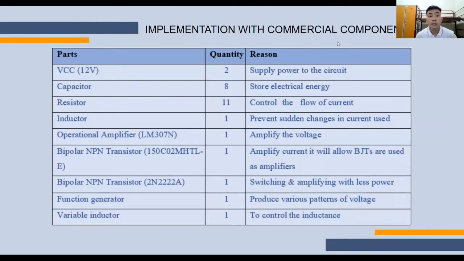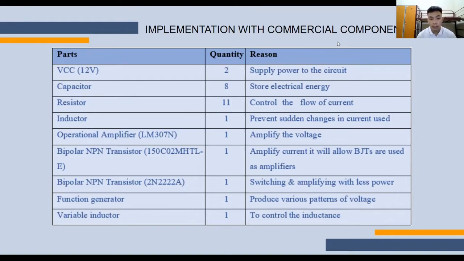I would like to explain about the implementation with commercial components. Basically our circuit has many parts. Firstly, we use VCC 12 volt. We use two. The reason we use the VCC is to supply the power to the circuit. Next we use 8 capacitors to store the electric energy. Then we use resistors, with 11 values of resistor, to control the flow of current in the circuit.